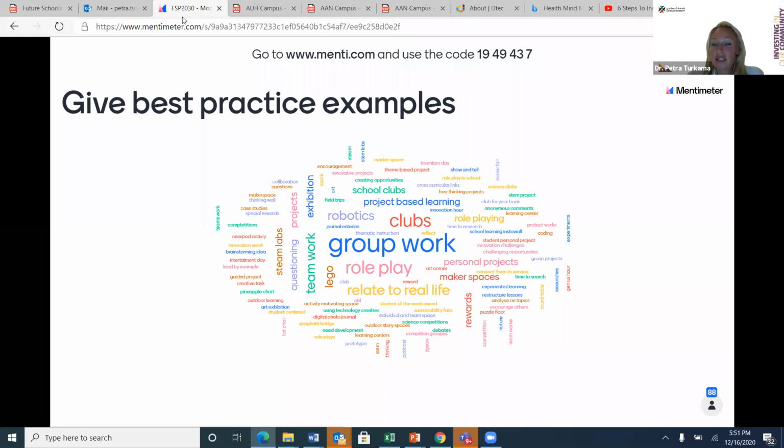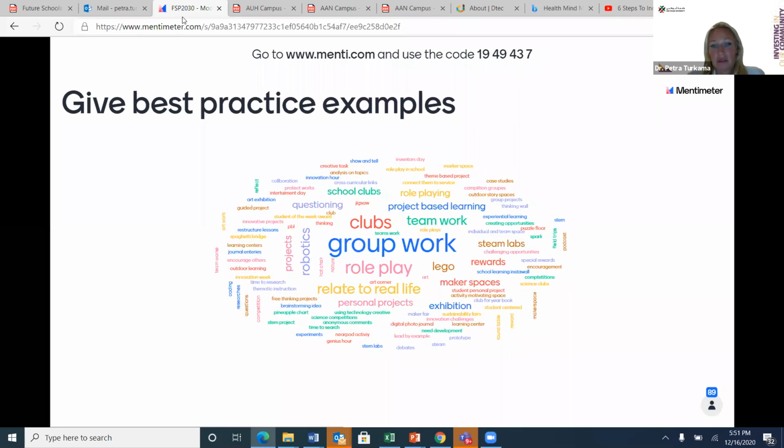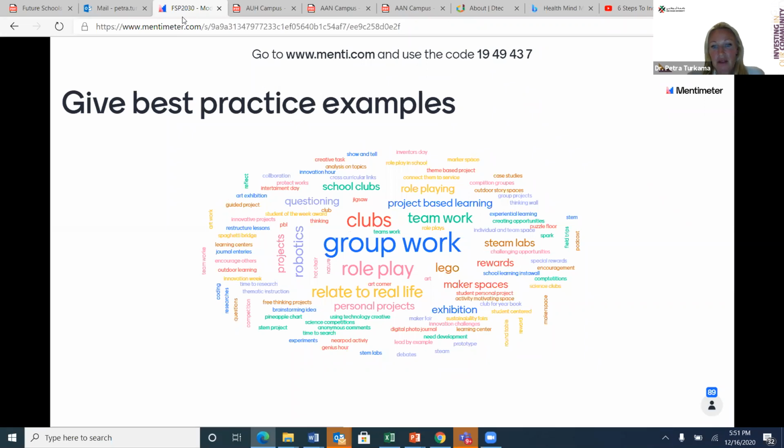Art, always inspiring, art or music. Cross-curricular links, free thinking projects, very good. Show and tell, Investors Day, oh, I love the Investors Day. Very good. A nearby activity, Innovation Week, Entertainment Day, lead by example. Yeah, I think one would be these screenless days, a day without phones or something. Maybe we sometimes say that we forget how to communicate face to face because we're so much behind our WhatsApps and so forth. Very nice.